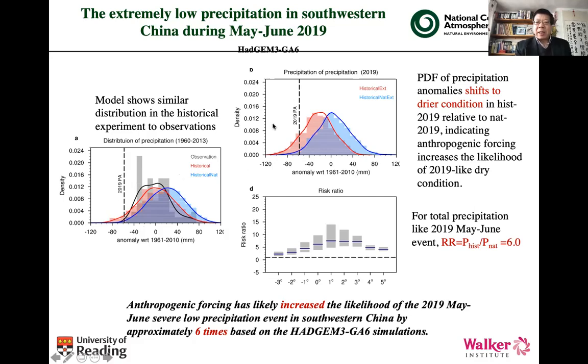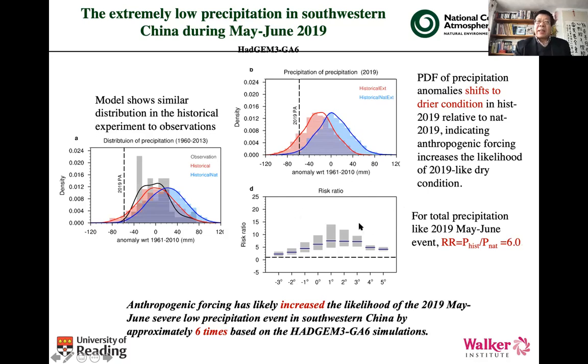And so here is the probability change relative to the natural simulation. The red line shows the historical simulation for 2019, and the blue line shows the historical natural simulation. You can see, for example, that with all forcing included, the probability shifts to the left of the 2019 threshold, and with anthropogenic forcing included, the probability increases. From this, the probability of the 2019 Southwest China low precipitation event increased about sixfold.